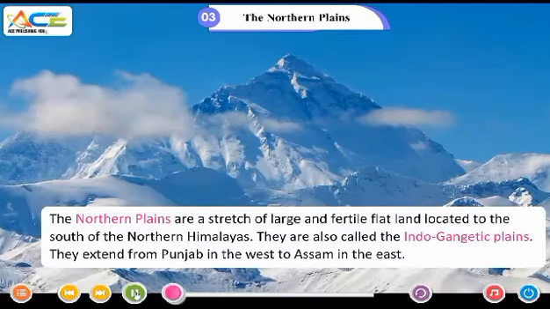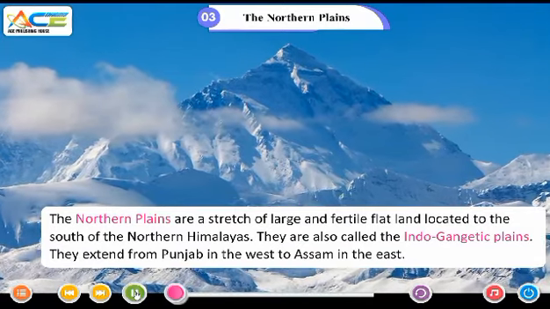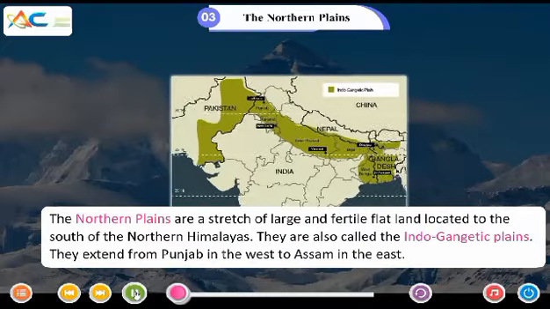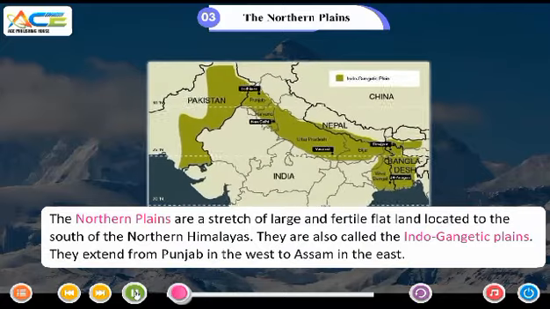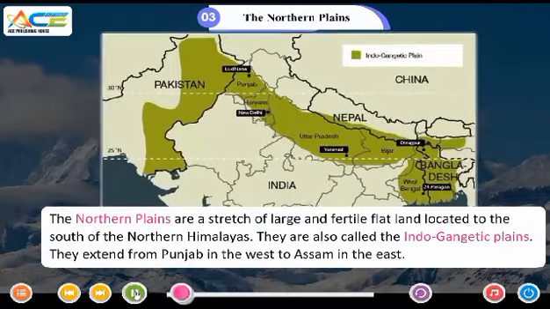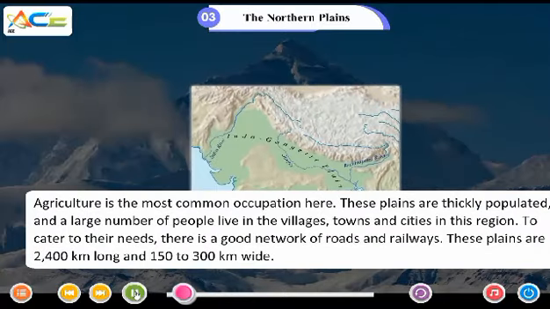The Northern Plains are a stretch of large and fertile flat land located to the south of the Northern Himalayas. They are also called the Indo-Gangetic Plains. They extend from Punjab in the west to Assam in the east. Agriculture is the most common occupation here.